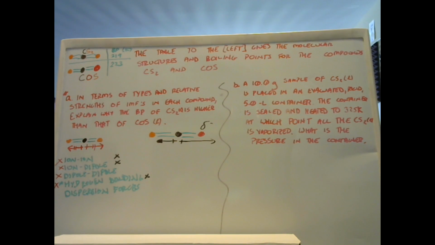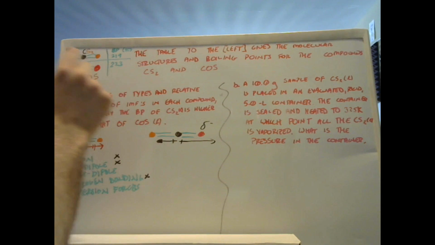So now that we've identified all the types of IMFs, we can talk about the boiling point. CS2 has a higher boiling point of 319 as opposed to COS, which is 223, almost a full 100 degrees of difference. Why? Well, if the boiling point is higher, then the IMFs between the molecules of that compound have to be stronger. But I hear you say CS2 only has dispersion. Well, it still has to be stronger than the dipole-dipole and dispersion of the COS.